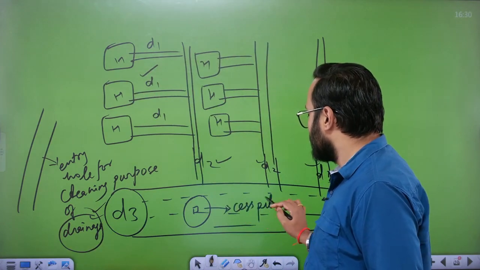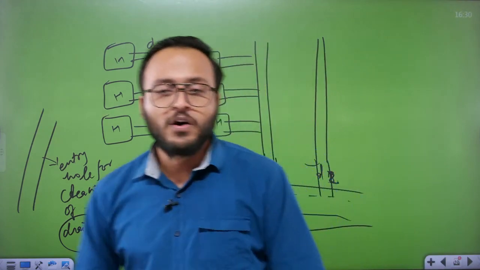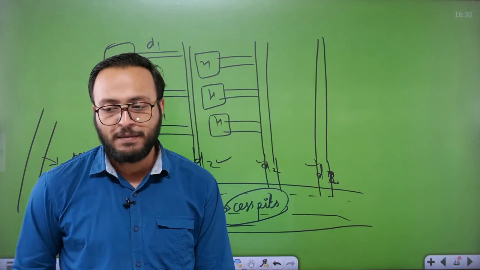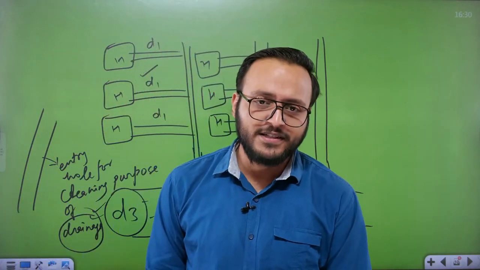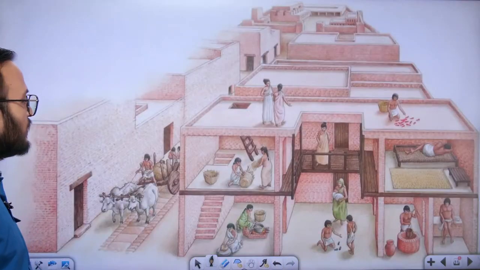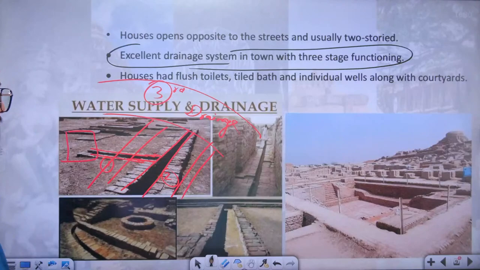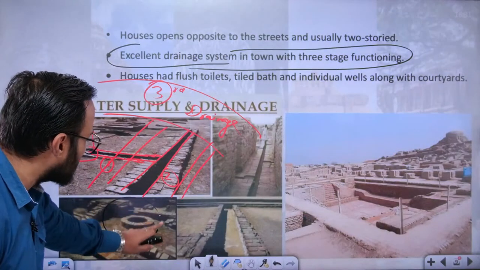So these were the features of the town planning in Harappa. Got it, everybody? I hope that all of you are able to understand it. Now, if you understood this properly, let us move to look at the individual wells. You can see here the individual wells are present.